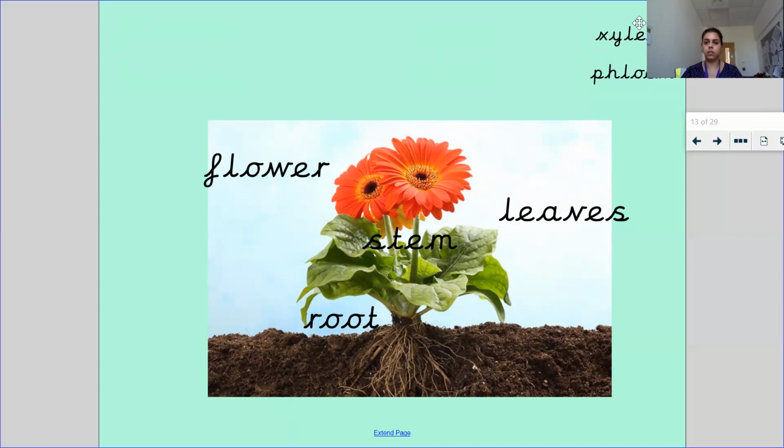Now these two words are words that we might not have heard of before. This is the one here beginning with an X is called a xylem, and this one beginning with a P is called a phloem. So I'm going to start with the xylem first. Xylem. Good. And then here we've got a phloem. Good.